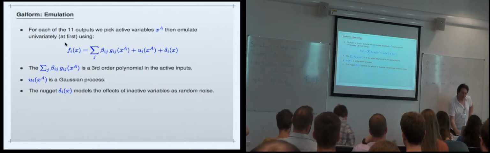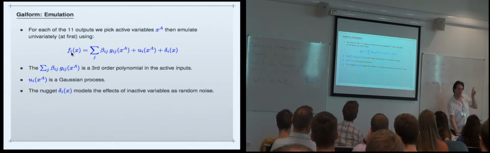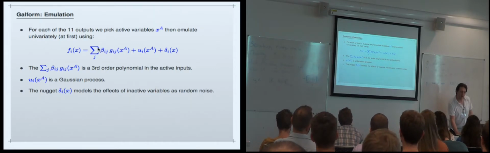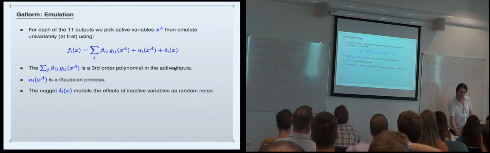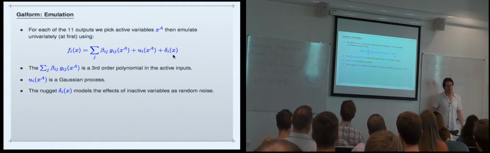We represent our function f indexed by i. That just means one of those dotted lines at one particular output. I said, well, I'm going to write this as a Gaussian process, but I'm actually going to pull out the mean function as a third order polynomial in some of the inputs first. I'm going to have the second piece, which is also now a Gaussian process, and a third piece, which is a nugget, which is random noise. So this is a slightly more advanced structure for my emulator.